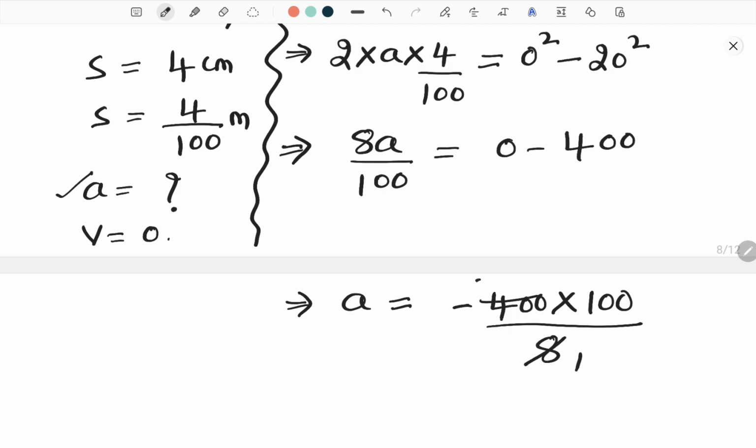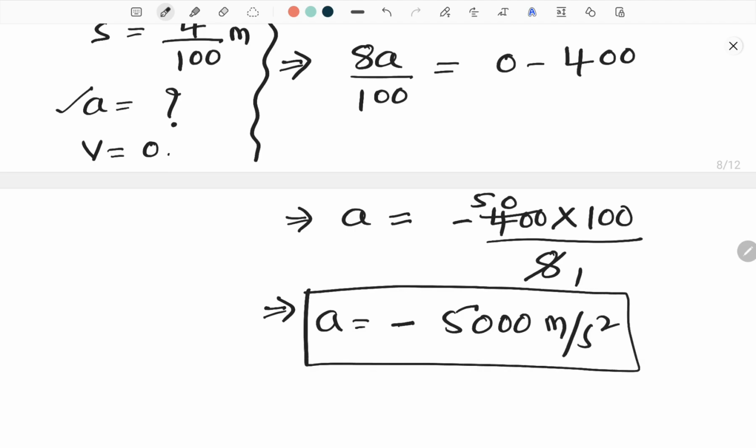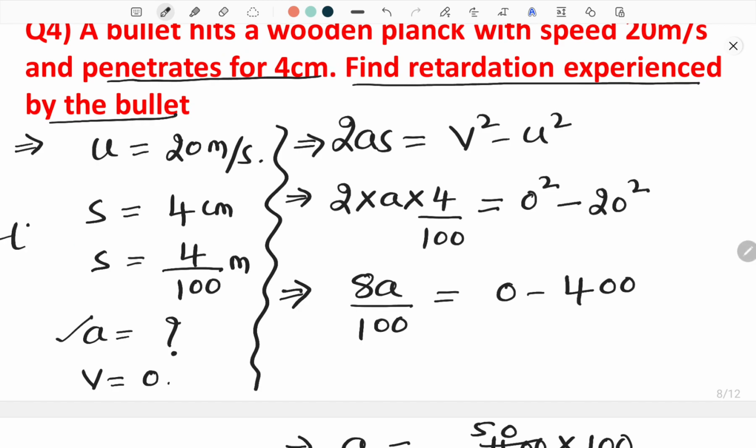So it becomes 8 ones are 8, 8 fives are 40, then zeros. So the value of acceleration becomes minus 50 and then another 2 zeros, that is minus 5000 meters per second squared. This is the retardation experienced by the bullet, because the wooden plank will be giving a lot of heavy retardation for that bullet to stop. As there was no time element here, we did not go for the first and second equations of motion. We went for the third one. Whenever the time element is not there, it is better to use this third equation.